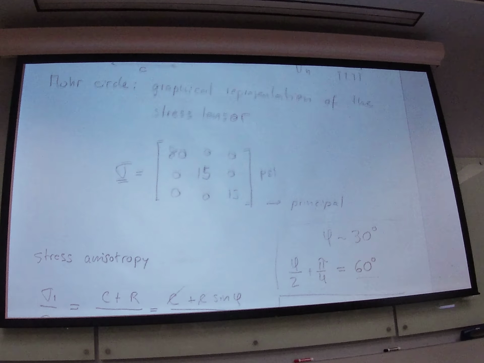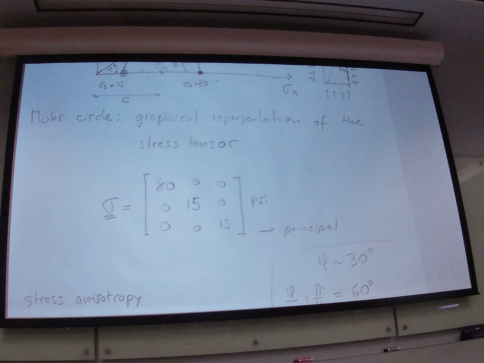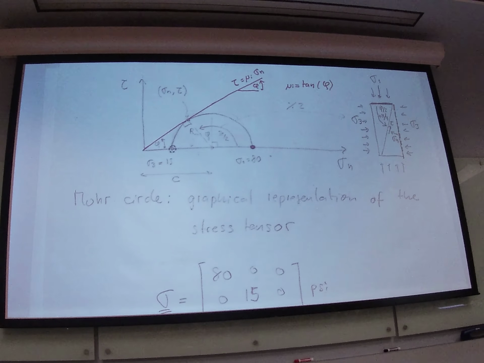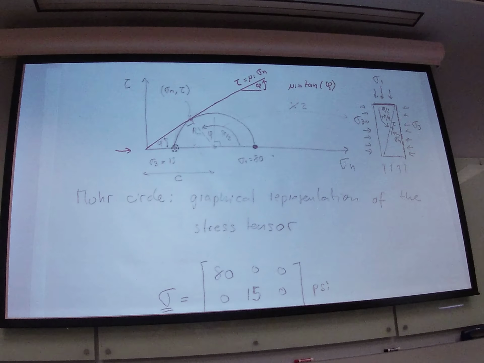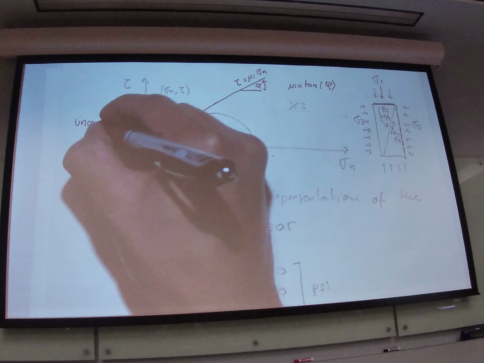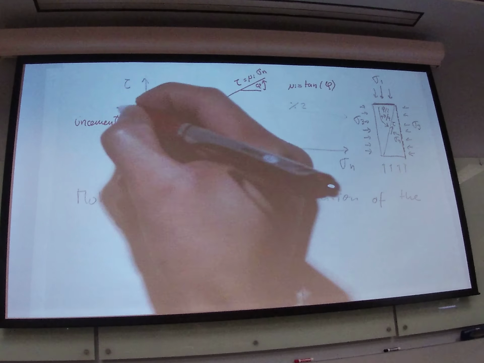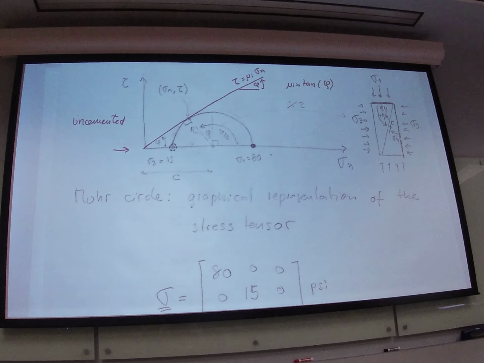Okay, any questions about this? No? So remember, these are the basics of shear strength properties of uncemented materials. So let me write one more time here that if this line goes to 0, that means that this is uncemented.